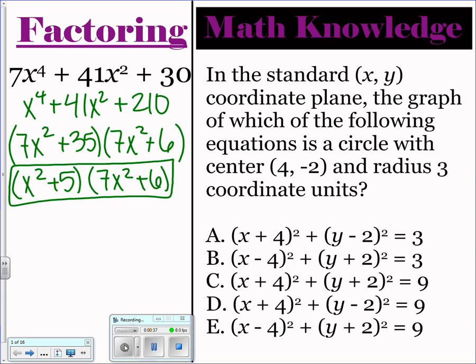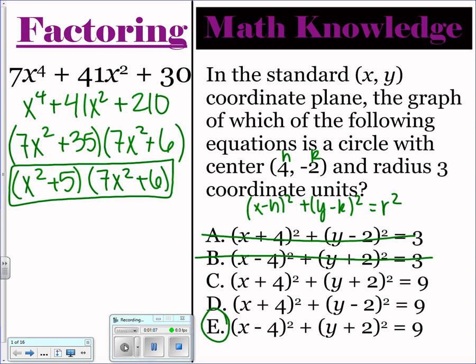For the math knowledge question, we are looking at the equation of a circle with the center of (4, -2) and a radius of 3. Well, our formula is (x - h)² + (y - k)² = r². Our radius is 3, so that means that it should equal 9. So we're going to go ahead and eliminate a and b. This is my h value, and this is my k, so I should have x minus 4. And the only one that does that is e, and then it's going to be y plus 2. So that's your equation there.